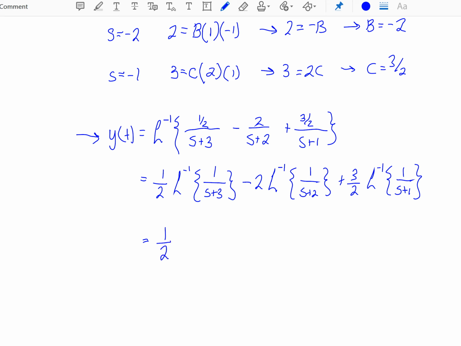Which will give us 1/2. Now recall the inverse Laplace of 1 over s plus 3 is e to the negative 3t. And the inverse Laplace of 1 over s plus 2 is e to the negative 2t. And lastly, the inverse Laplace of 1 over s plus 1 is e to the negative t. And this is our solution using the Laplace transform.